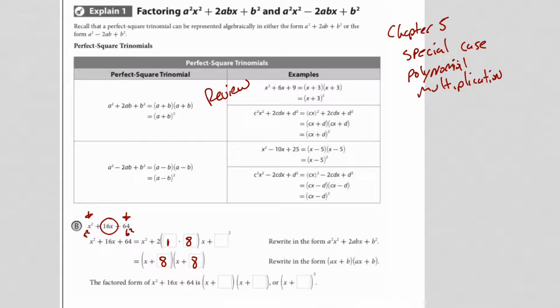And this is essentially 8 squared there. So the factored form of that is x plus 8 times x plus 8. So you can rewrite that in a simplified version as x plus 8 squared. So give me a moment to check that out, and I'll move to the next section.